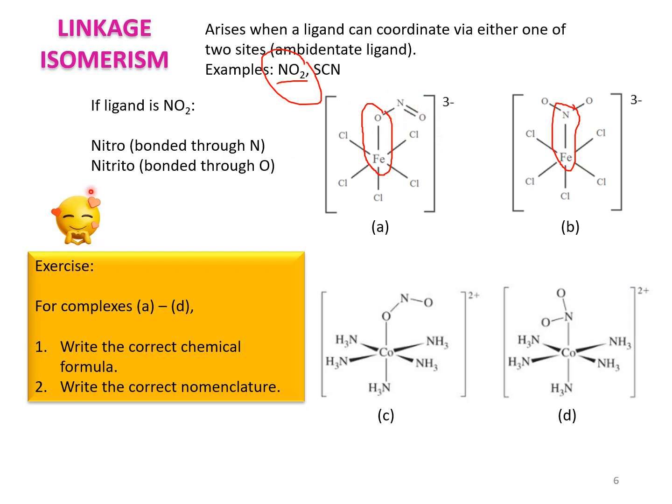So when you see the nomenclature, it's written nitrito or nitro. This indicates the coordination atom of NO2. So look carefully at the nomenclature. If there's nitro or nitrito, it tells us that the metal coordinates to NO2 via N, or the metal is coordinating to NO2 via oxygen.